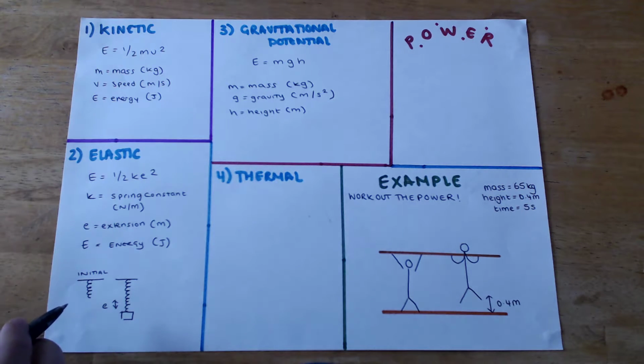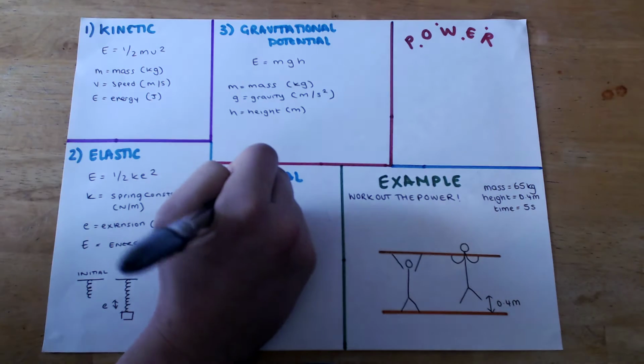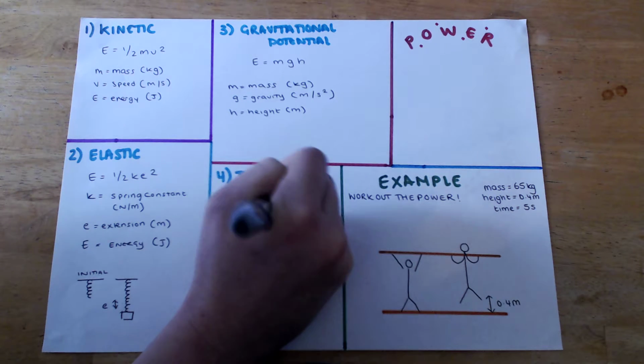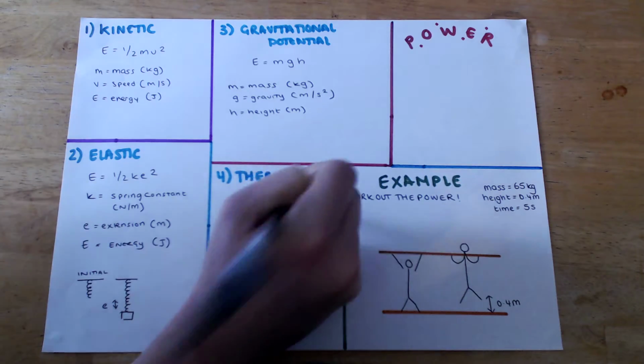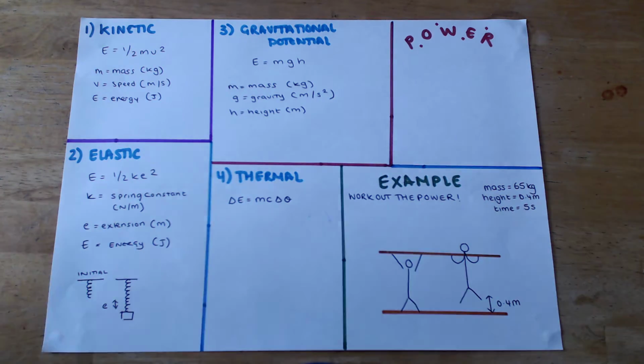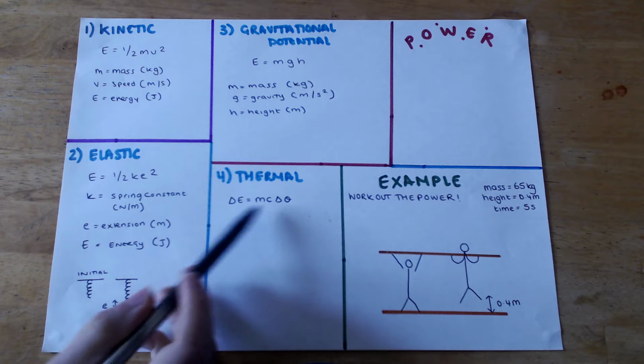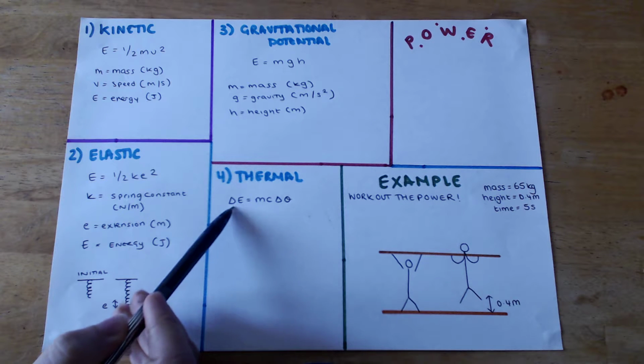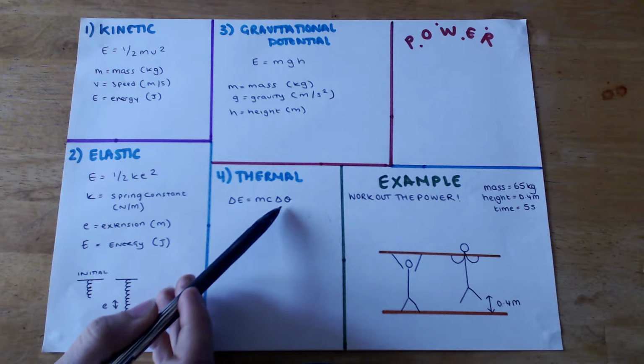Okay, now let's have a recap on thermal energy. So thermal energy has this equation here. Delta E is equal to mc delta theta, the change in temperature. Okay, so what does this delta mean? The delta means a change in. So there's a change in energy in relation to a change in temperature.